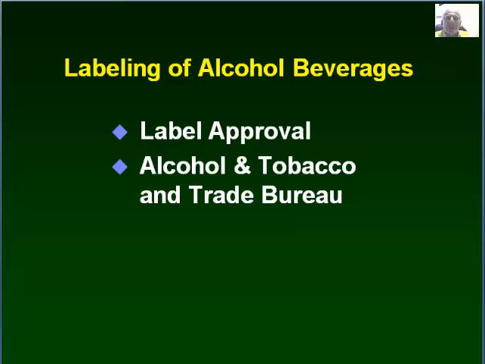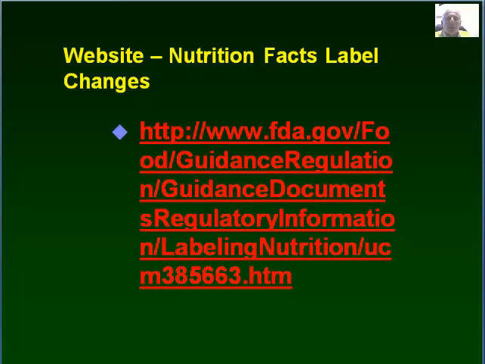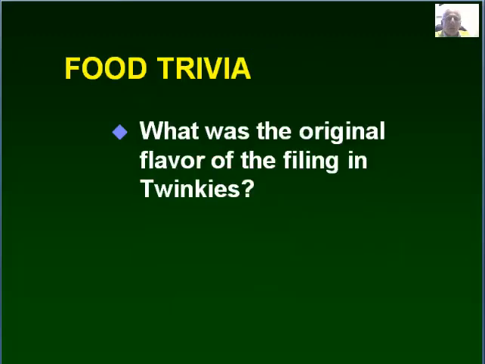When you get to see this particular video and these slides, if we're still in the government shutdown, this could have a big impact on some of these craft brewers in terms of getting approval for their labels. Website for nutritional facts, label changes that occur. And this document would certainly be revised as new material and new regulations come into place. And finally, food trivia question: what is the original flavor of the filling in Twinkies? That's kind of interesting, actually, what it happens to be.